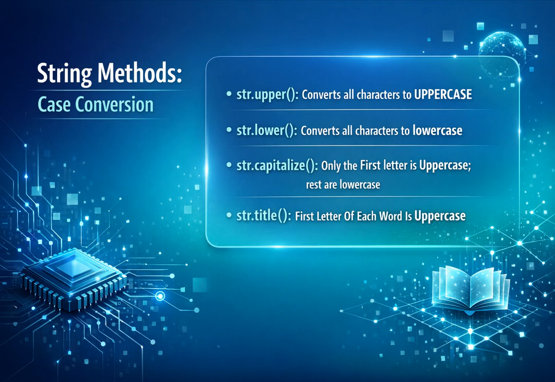Python's string methods make text processing very powerful. The upper method converts all characters to uppercase, while lower converts to lowercase. The capitalize method makes only the first letter uppercase, and the title method capitalizes the first letter of every word.